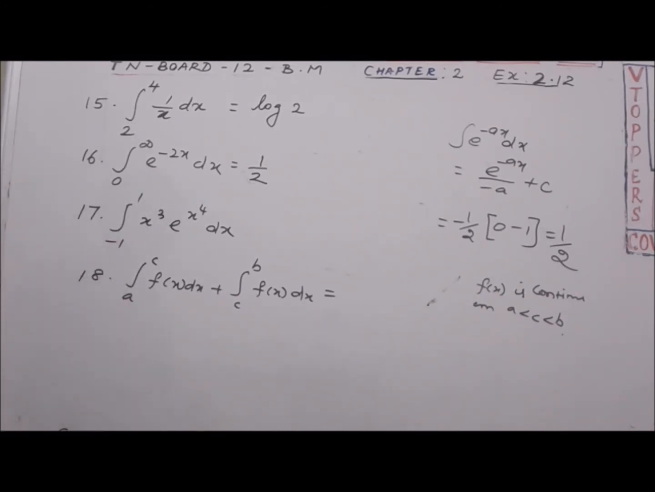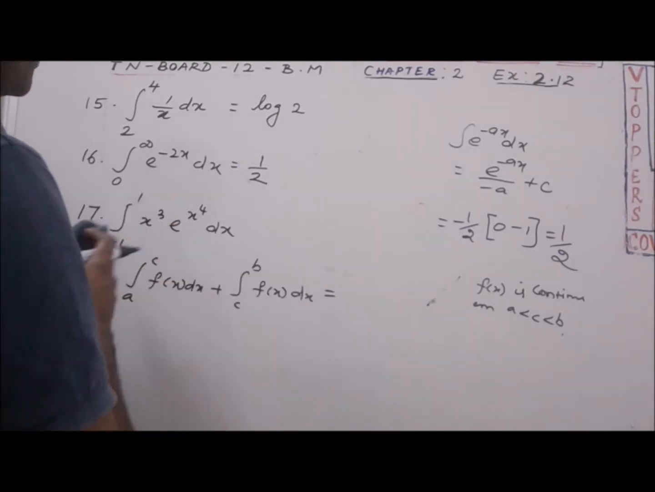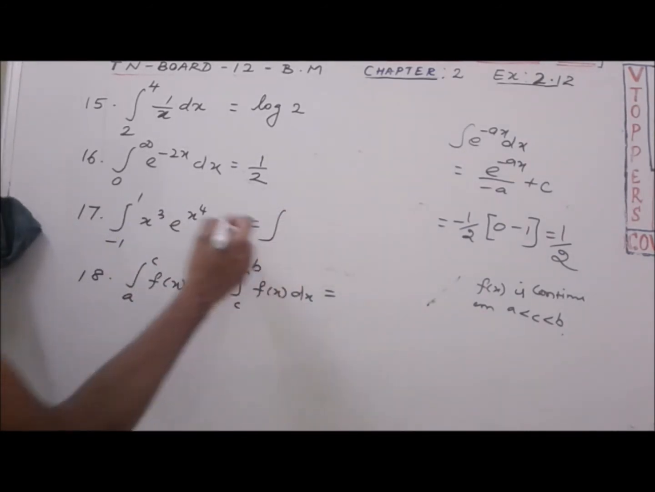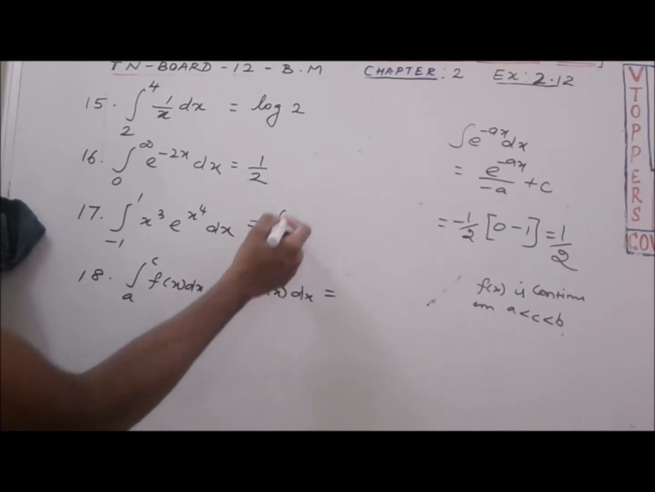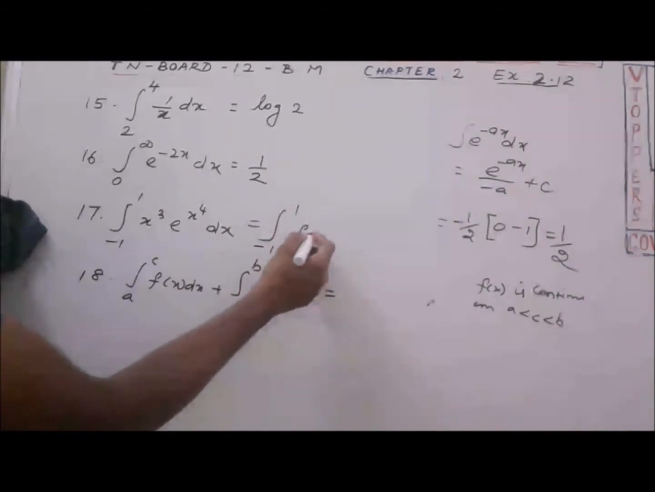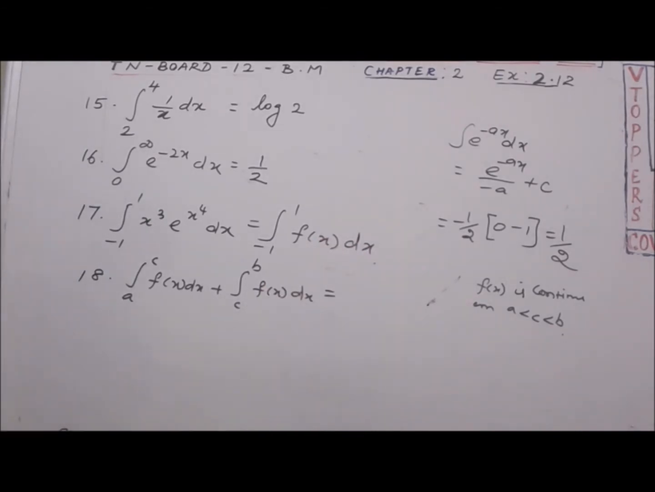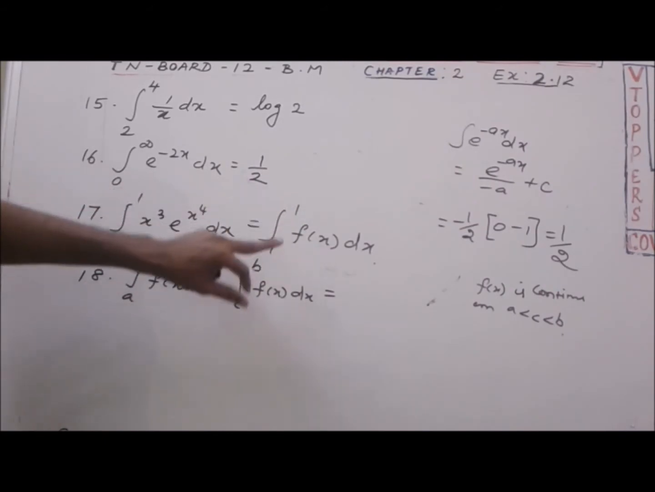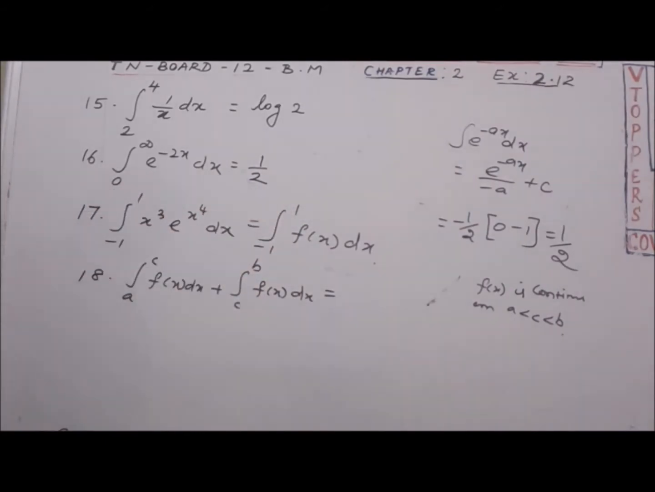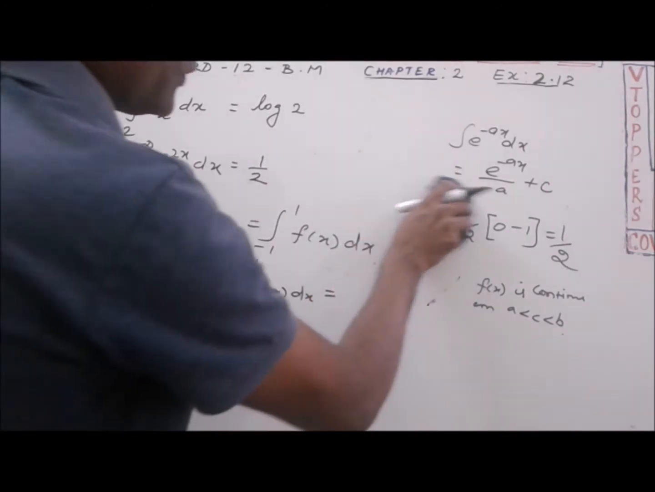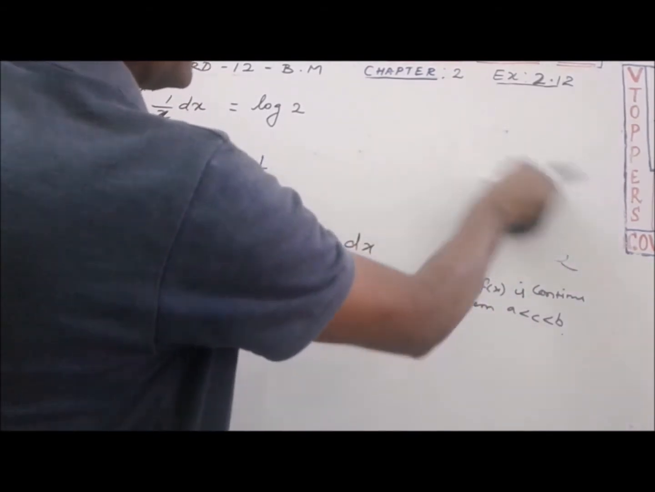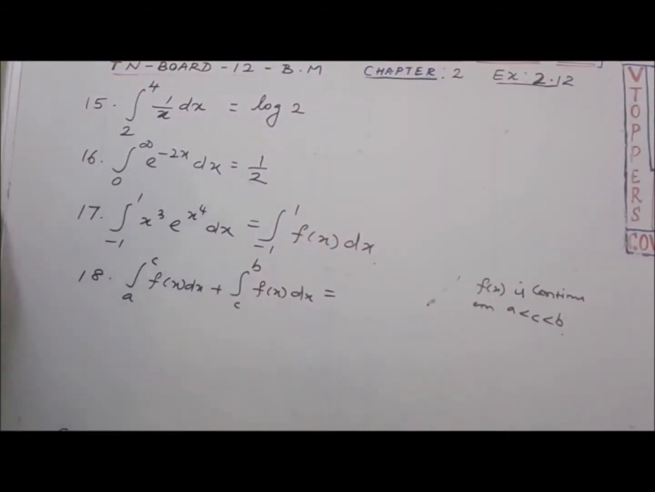This is in the form of integral minus 1 to plus 1 f of x dx. Whenever the limits are equal and start from minus to plus, we can check by the property of integral whether the function is either odd or even. So by checking whether the function is odd or even, we can conclude the result directly.